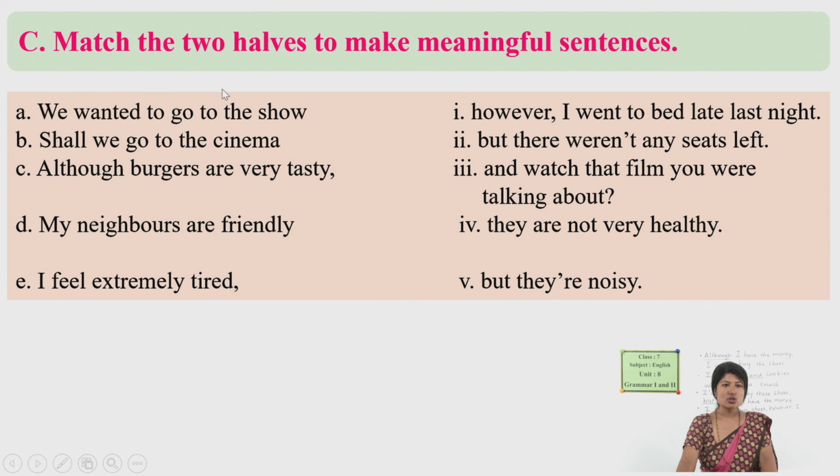We wanted to go to the show. B. Shall we go to the cinema? C. Although burgers are very tasty. D. My neighbors are friendly. E. I feel extremely tired. Okay. Let's find out how it can be completed with the remaining part. Let's match these expressions, these clauses with the remaining part over here on the right hand side.